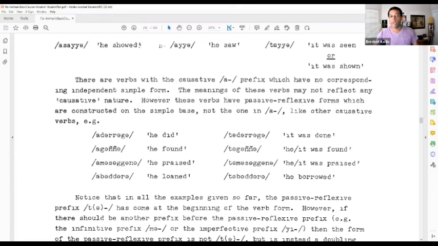However, the verbs have a passive reflexive form, which is constructed on the simple base, just not in the form like other causative verbs. So you have there adaraga, he did. Tadaraga, it was done. Aganya, he found. Taganya, it was found.